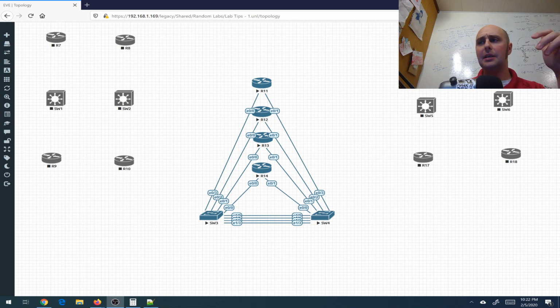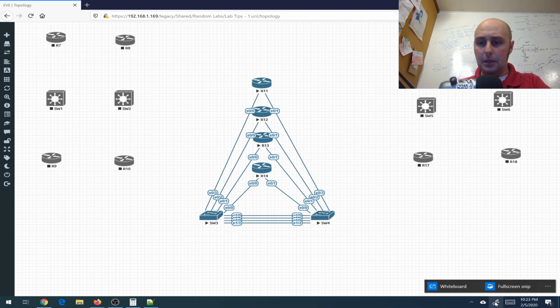This is not a simulation of a CCIE lab or anything like that. Instead, I'm just going to break down some common network architectures and how to configure them most efficiently, based on my own experience.